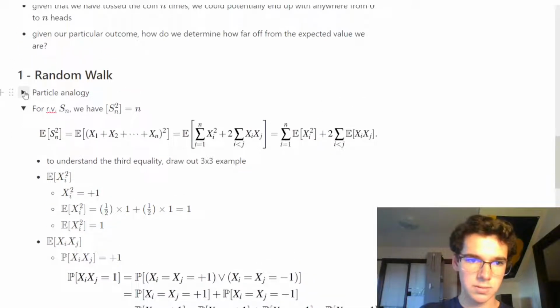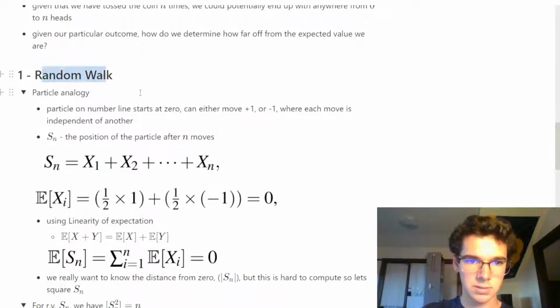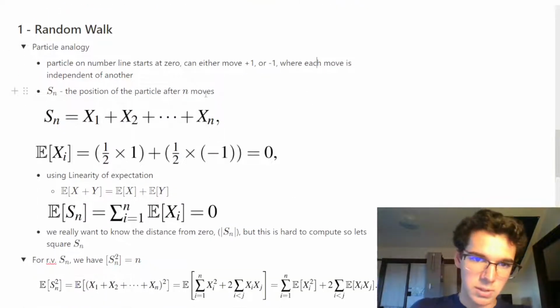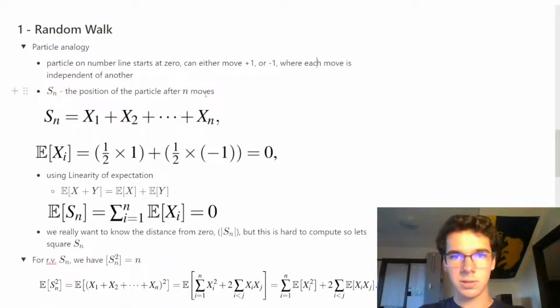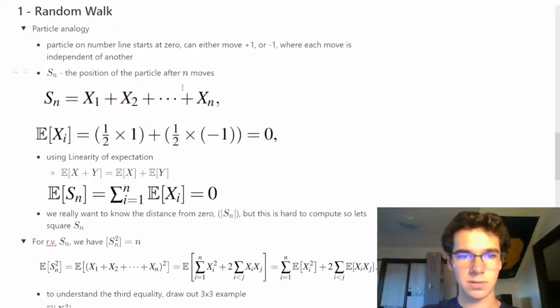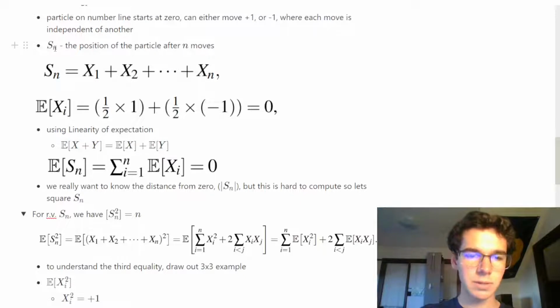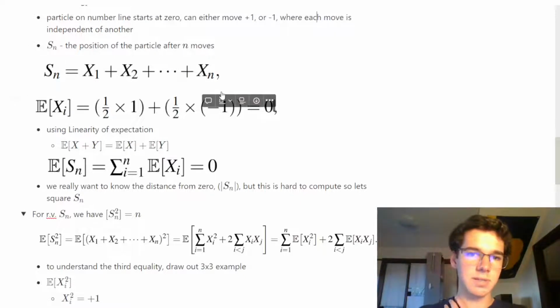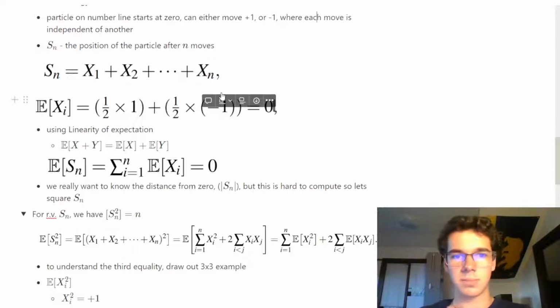So we're going to use this particle analogy to talk about a walk. And this particle is going to sit on a number line, and it's going to start at 0, and it can either move in the +1 direction or the -1 direction. And each movement is independent of another movement. And we're going to define S sub n as the position of the particle after n moves.